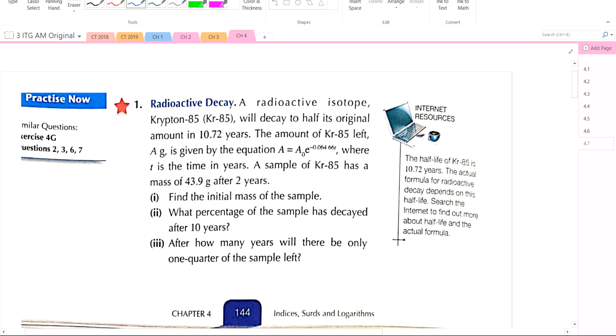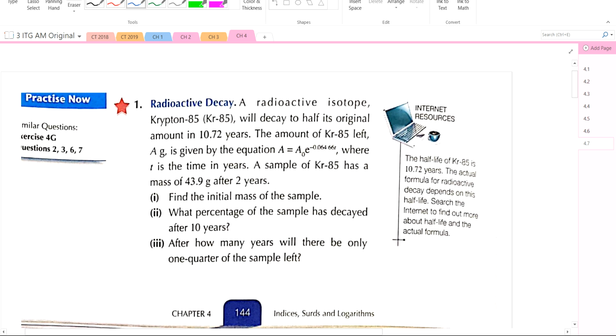So the amount left is given by the equation A equals to A naught. Look at this little zero over here. Okay, it's just a subscript, just a little zero to indicate something. I'll tell you what later on. The amount is given by A naught times e to the power of negative blah blah blah, where t is the time in years. And then they tell you that a sample has a mass of 43.9 grams after 2 years.